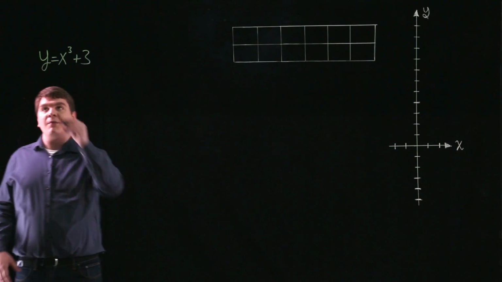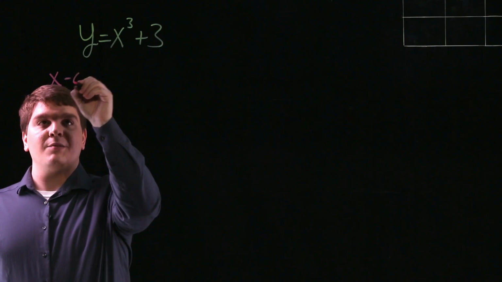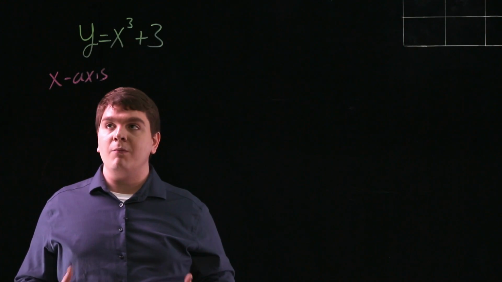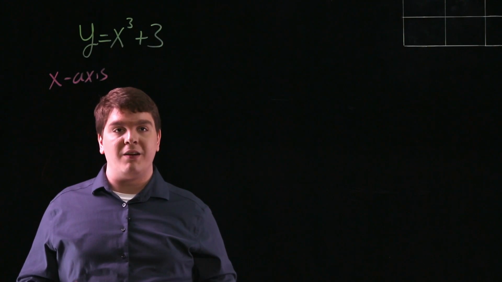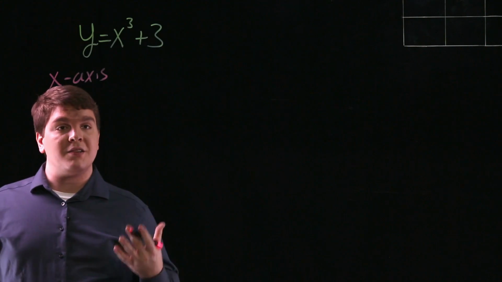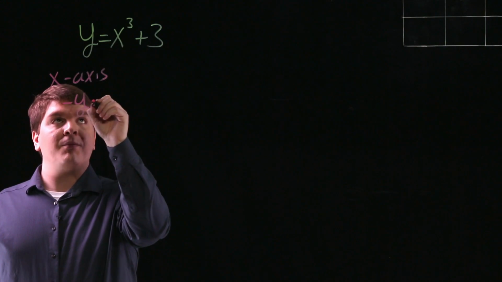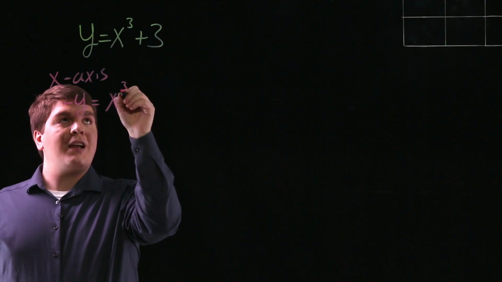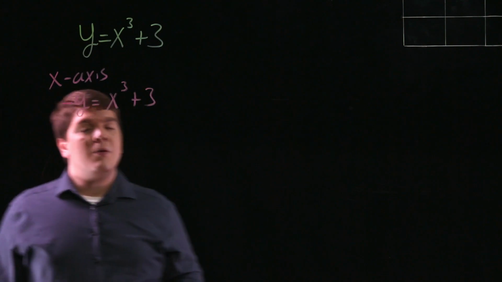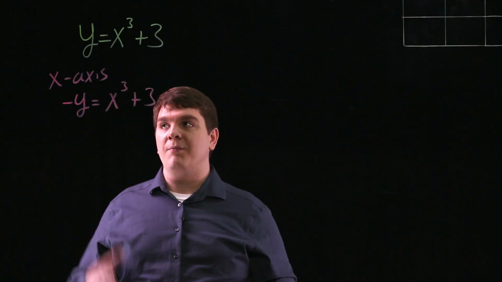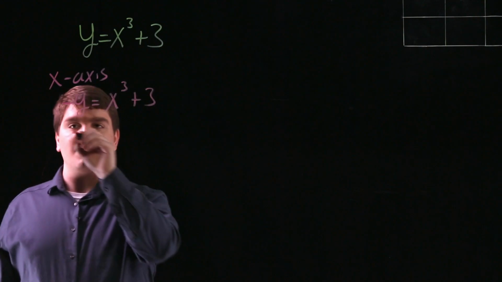Now, to test for symmetry, we'll begin with looking for x-axis symmetry. In order to test for x-axis symmetry, we replace y with negative y and see if the resulting equation is the same as the one that we started with. So replacing y with negative y, we have negative y equals x cubed plus 3, which, if you'll notice, is not equivalent to the equation that we started with. So we do not have x-axis symmetry.